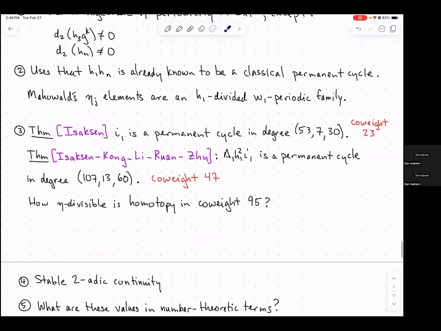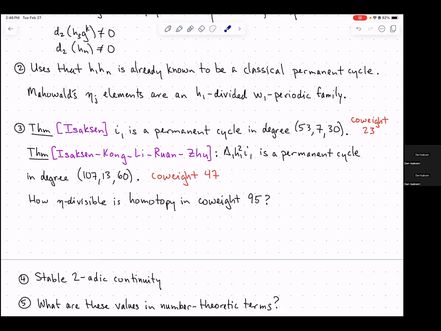And then the real question I have is, what are these numbers? For the classical image of J, there are all kinds of fancy statements about how these relate to zeta functions and Bernoulli numbers, put in the language of number theory. Are these values that I'm getting here something in terms of number theory? I don't know. Seems possible. I don't really have any evidence that they're number theoretic, but it has that feel.